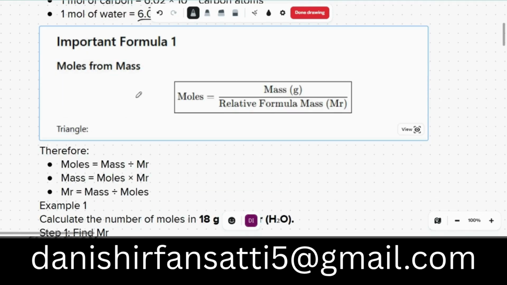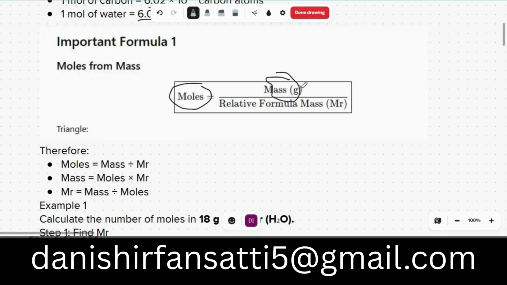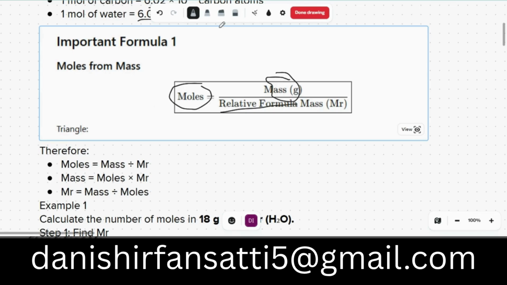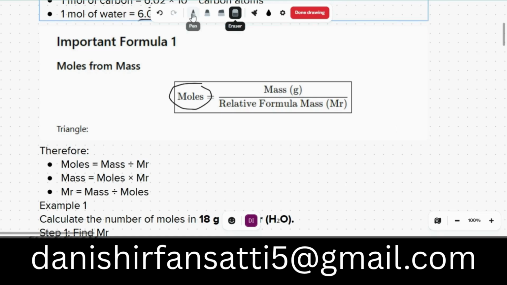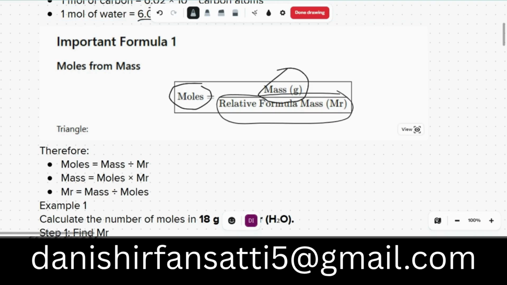The important formula: moles from mass. If we want to calculate the number of moles, we simply take the mass divided by the relative formula mass, Mr. Therefore we can rearrange it: moles is equal to mass over Mr, or mass is equal to moles times Mr, or Mr is equal to mass divided by moles.